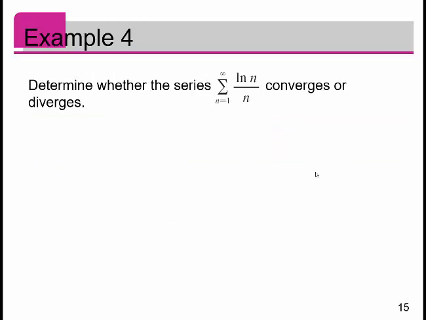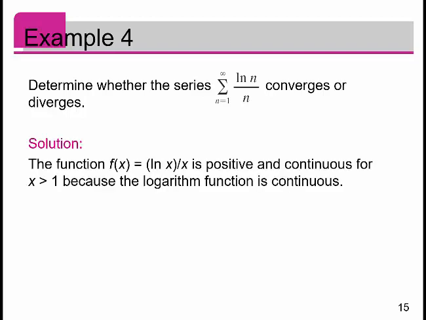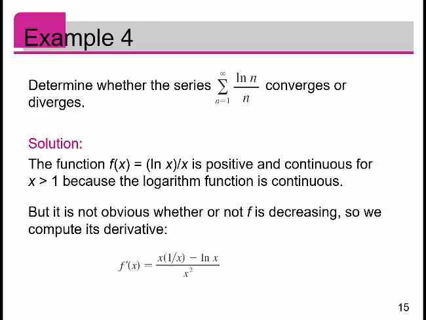All right, let's do this one. Determine whether the series, the summation from n equals 1 to infinity of the natural log of n divided by n, converges or diverges. Well, the function f of x equals the natural log of x divided by x is positive and continuous when x is greater than 1. This is because the logarithmic function is continuous for those values. But it's not obvious whether or not f is decreasing, so we compute its derivative.